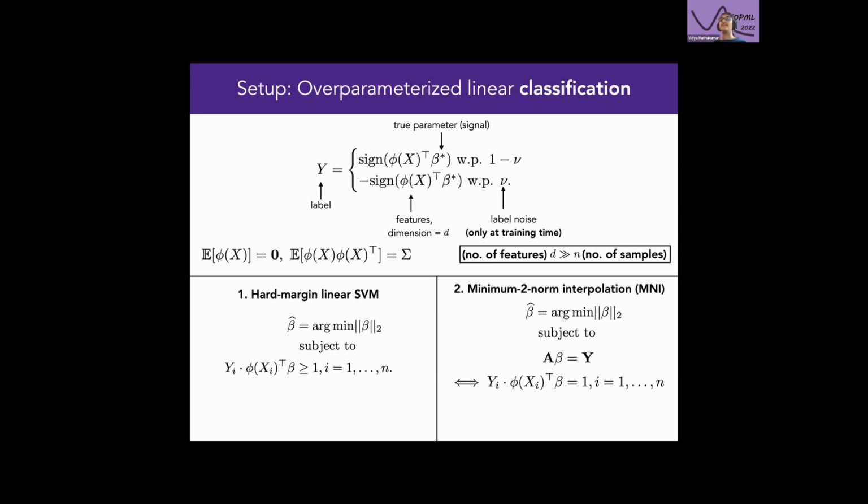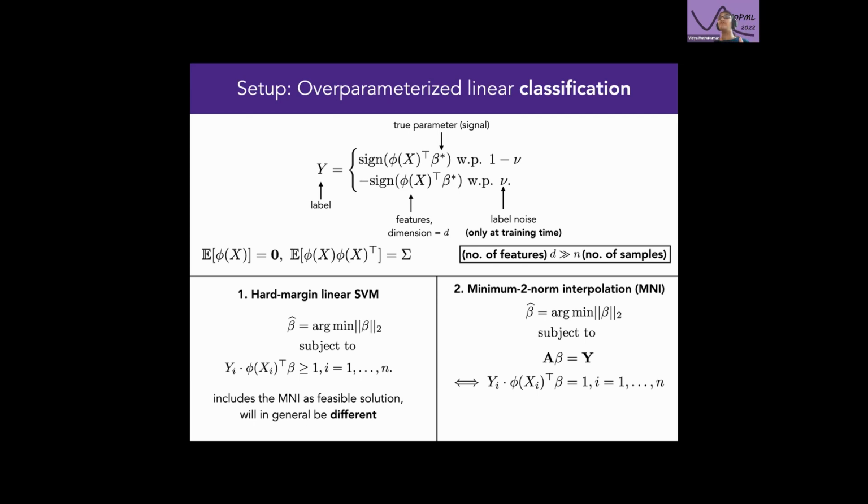Noting that the labels are binary, we can multiply both sides of the interpolation equation by y_i and get these stronger equality constraints, where y_i multiplied by phi of x_i transpose beta is exactly equal to 1. So this little illustration shows us that the minimum norm interpolator, which I'm henceforth going to refer to as MNI, is feasible for the SVM optimization problem. However, the SVM in general could be quite different. There's no guarantee that the solutions on the left-hand side and the right-hand side of the slide are the same.